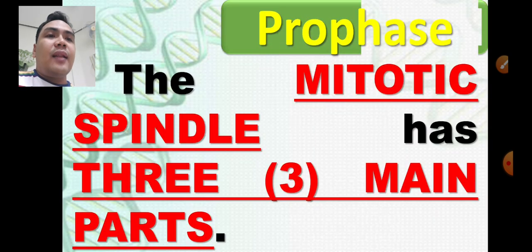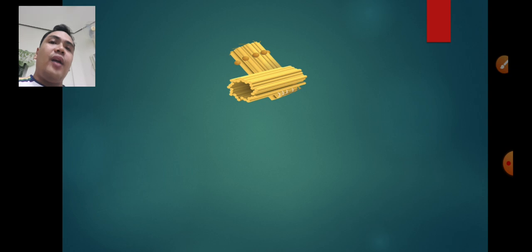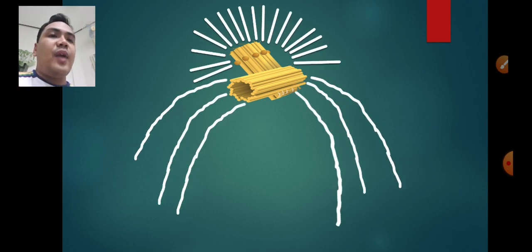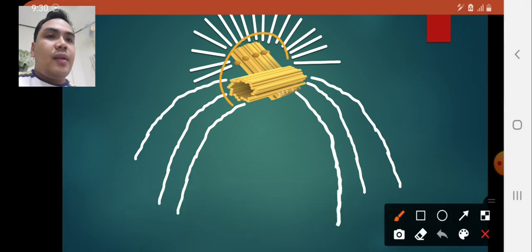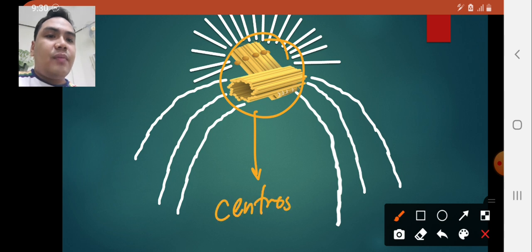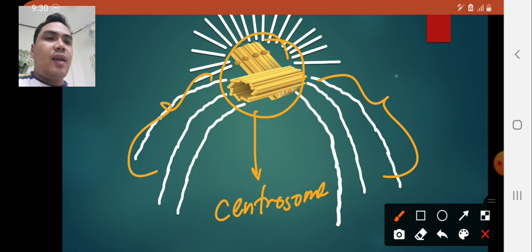And take note that the mitotic spindle has three main parts. So we have the following. The first part is known as the centrosome. As you notice, the centrosome consists of proteins, which are actually made up of proteins known as the microtubules.